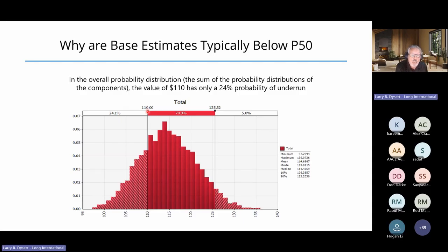If I want to get to at least a 50% probability of underrun, I need to select the median value. And over here, we can see that that median value is approximately 114.5. So I would need to add contingency so that we are funding over here at 114.5.